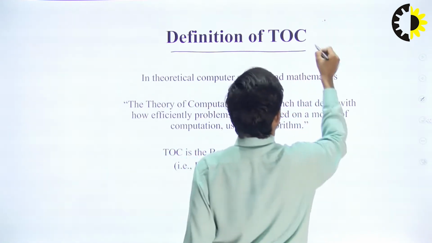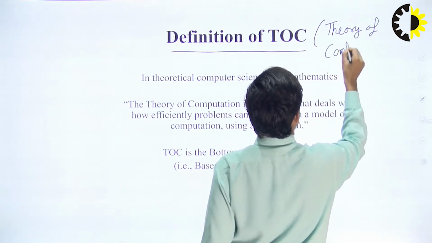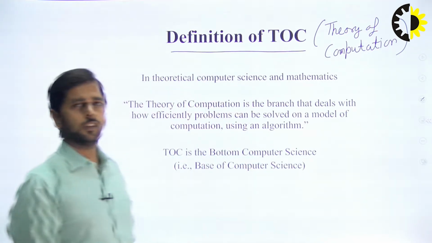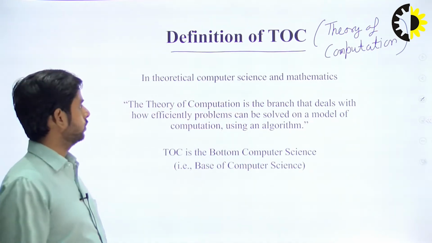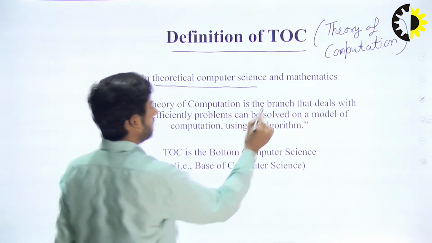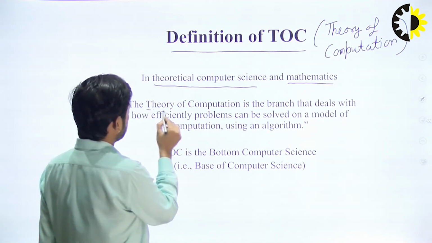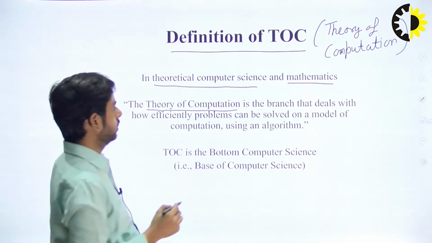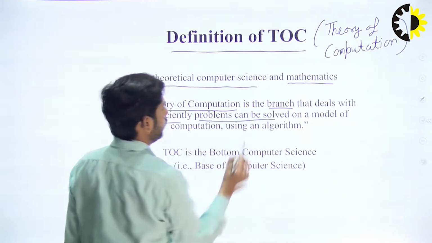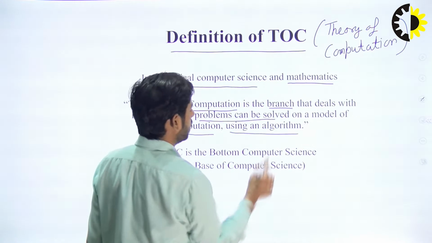TOC stands for theory of computation. All these are the same thing: theory of automata, theory of computation, theory of automata and formal languages. All these are synonyms of the same subject. In theoretical computer science and mathematics, the theory of computation is the branch that deals with how efficiently problems can be solved on a model of computation using an algorithm.